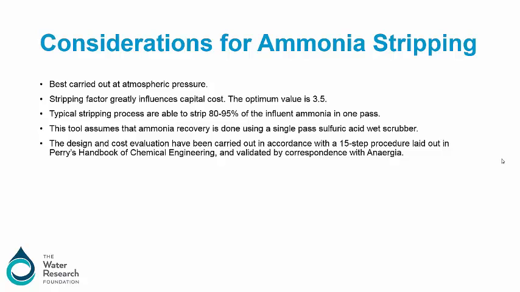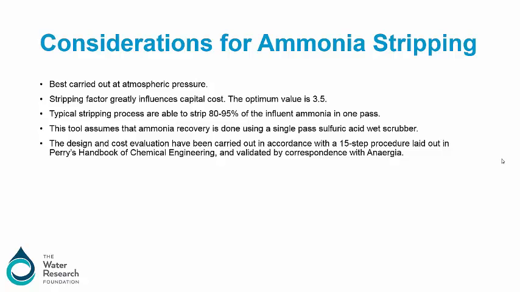Ammonia stripping processes are best carried out at atmospheric pressure. Higher pressures increase tower height, which increases capital costs. Stripping factor is basically a safety factor when choosing a design air-to-liquid flow rate. This greatly influences capital costs by changing column height as well as annual costs by impacting air pumping costs. The optimum value is 3.5.